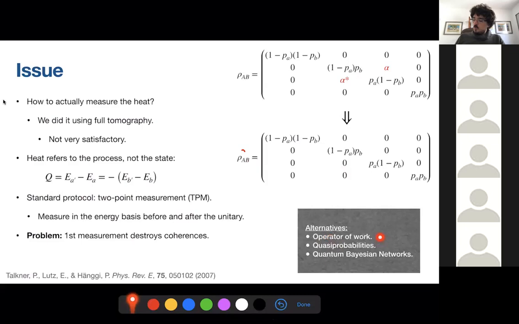There's an old one called operator of work, which people mostly don't like because it doesn't have a very clean thermodynamic behavior. There's a lot of research on quasi-probabilities, which are essentially probabilities that can be negative. But that's interesting because these negativities are associated to quantum contextuality. So there's some research in there. And our approach is what we call quantum Bayesian networks. And this is what I'm going to talk about in this seminar.